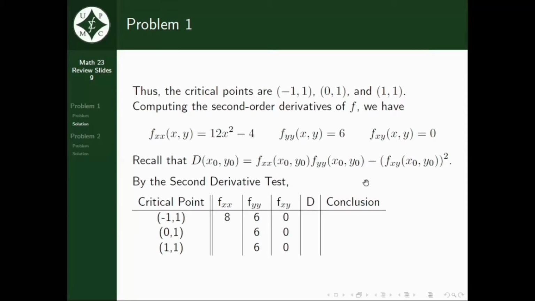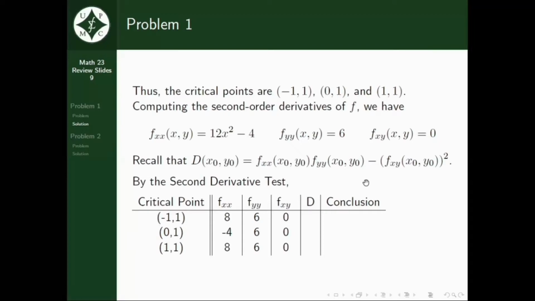Correct. How about at 0, 1? It's equal to negative 4. Correct. Lastly, how about at 1, 1, what is the value of f sub xx? Okay, good. It's still equal to 8.